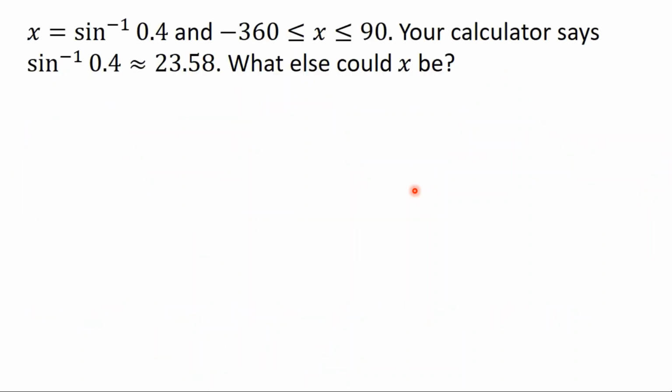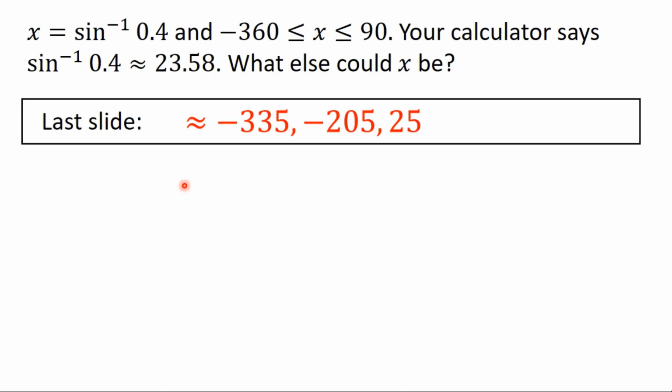Well, here's my problem. If I ask the same question again, x is the inverse sine of 0.4 and x is between negative 360 and 90, my calculator is only going to give me one of the answers. It's only going to tell me that the inverse sine of 0.4 is 23.58. But I know from the last slide that there are 3 answers that match my description. So my calculator is only giving me one of them. And we can see there's 23.58, which is what we thought was 25 on the last slide. So that's quite close.